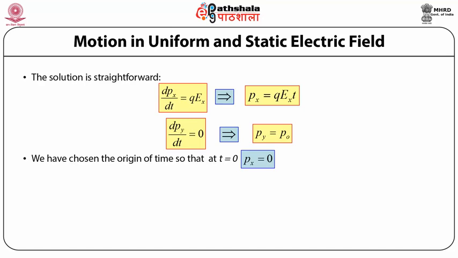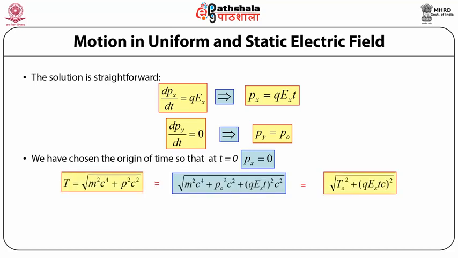The relativistic expression for the energy of the particle including the rest energy is T = √(m²c⁴ + p²c²) = √(m²c⁴ + p naught² c² + (qExt)² c²), which is further equal to √(T naught² + (qExtc)²). Here T naught is the initial energy including rest energy.